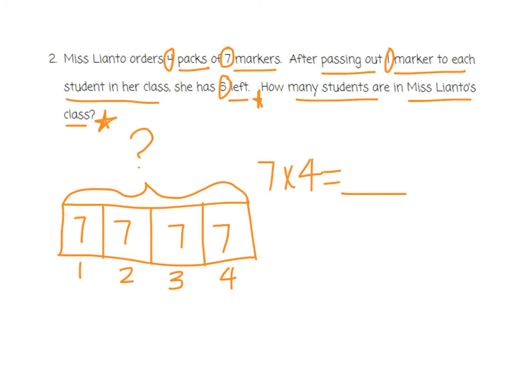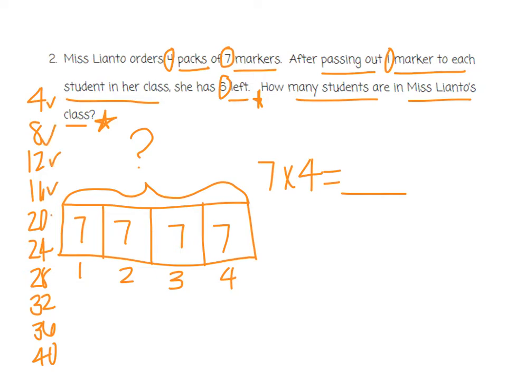So remember there's a song for my 4s. 4, 8, 12, 16, and 20, 24, 28, 32, 36, and 40. So now I'm going to count 7 times. 1, 2, 3, 4, 5, 6, 7. So 7 times 4 is 28. So there were 28 markers all together.